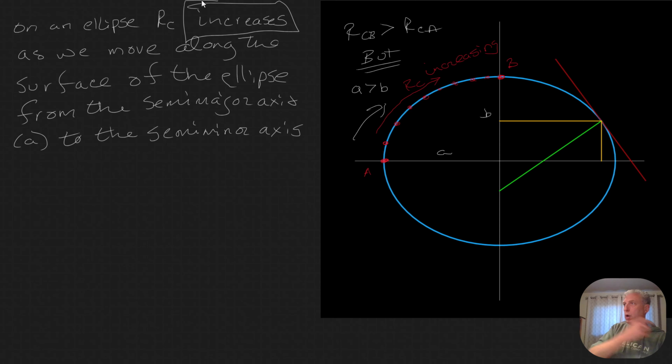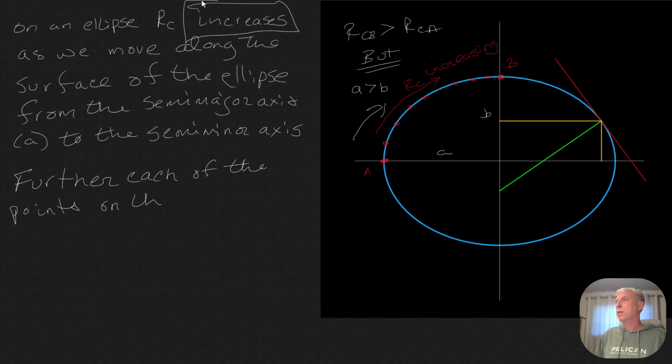Okay, what do we want to do here? Oh, I'll say further. Each of the points on that path, so just within a quadrant, has a unique radius of curvature, right? It continues to increase, so no 2 points within a quadrant can have the same radius of curvature.